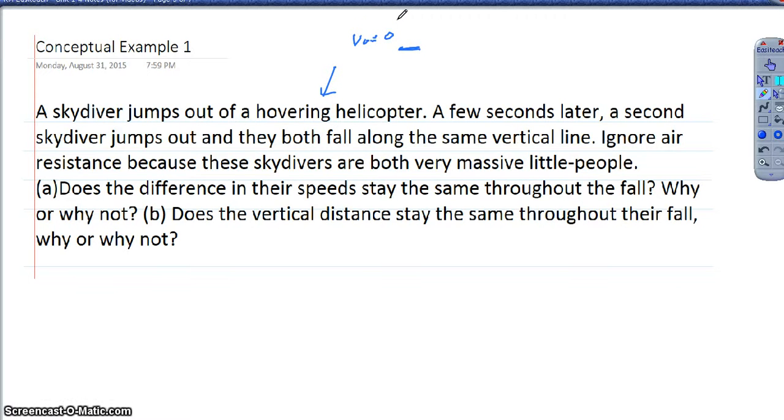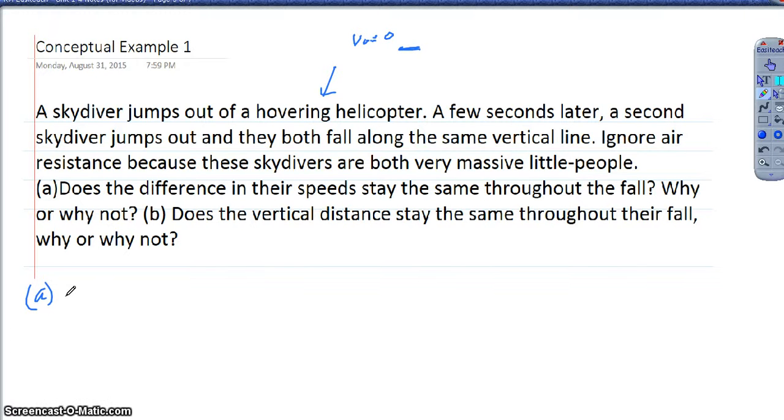A few seconds later, a second skydiver jumps out, and they both fall along the same vertical line, ignoring air resistance because both skydivers are very massive little people. The reason I threw that in, other than just being odd, is because we know now that they're both small and heavy, so we don't have to worry about air resistance. So part A, does the difference in their speed stay the same throughout the fall? Why or why not?